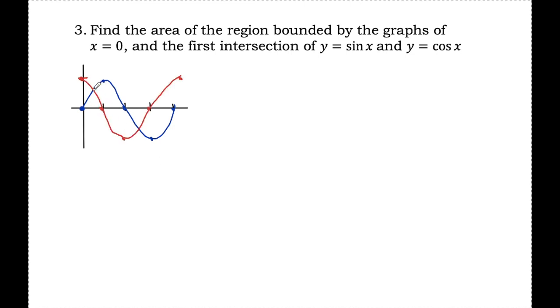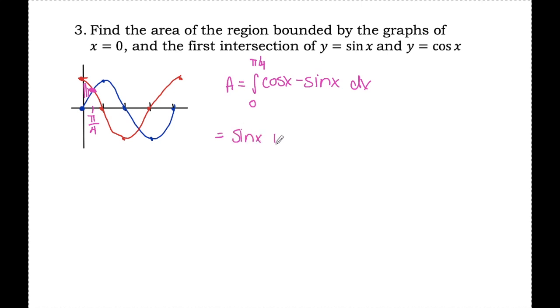Okay, so that first intersection point they're talking about is here, which we know, between 0 and pi over 2, sine x is equal to cos x when x is pi over 4. So this pink region is what I'm looking for. That area is going to be the integral from 0 to pi over 4 of that top curve minus the bottom curve. The curve on top here is cosine x, and then on the bottom, I'm going to have minus sine x.